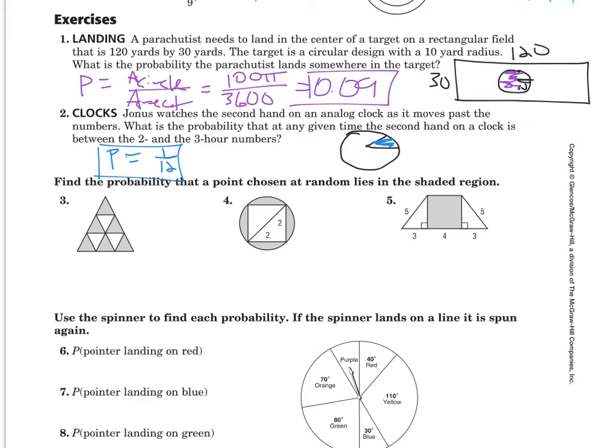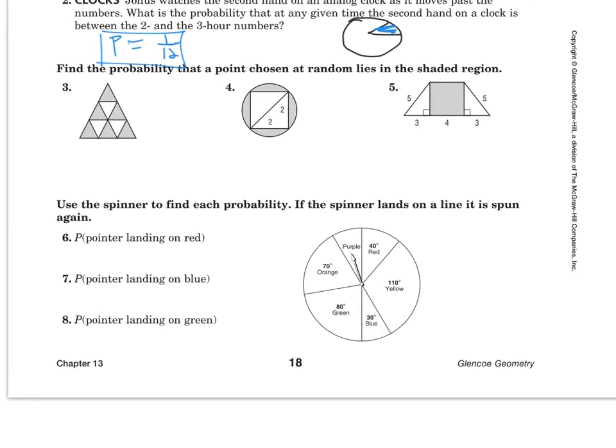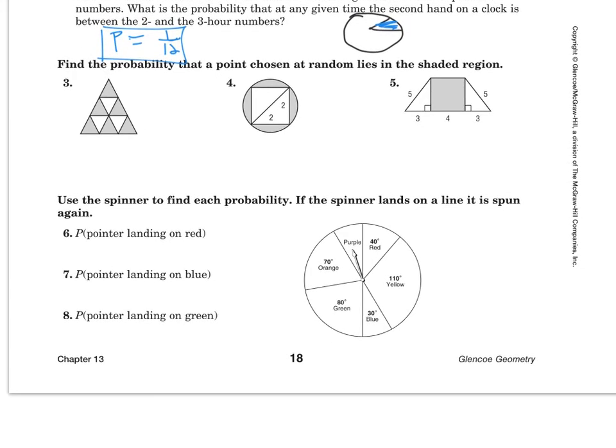Now numbers 3, 4, and 5 are the ones that you're most likely going to see. You'll for sure see 2 of these on your homework check, and then you'll see one like this pointer problem at the bottom, that I'll go through in a minute. But what we need to do is start finding the probability that a point is in a shaded region. Number 3 is one where you might get confused because there are no lengths on there, so there's no way to actually calculate the area.